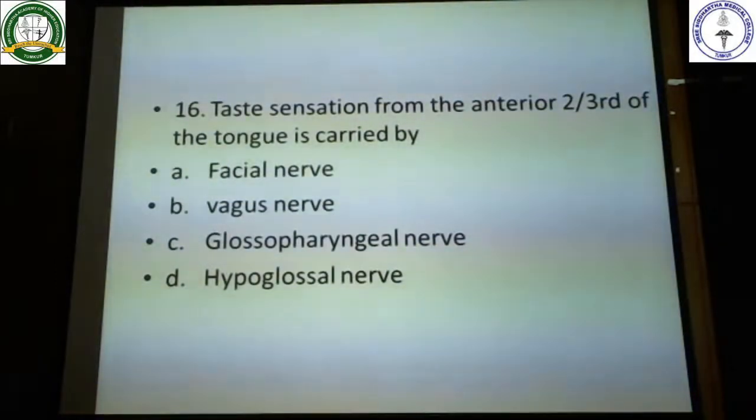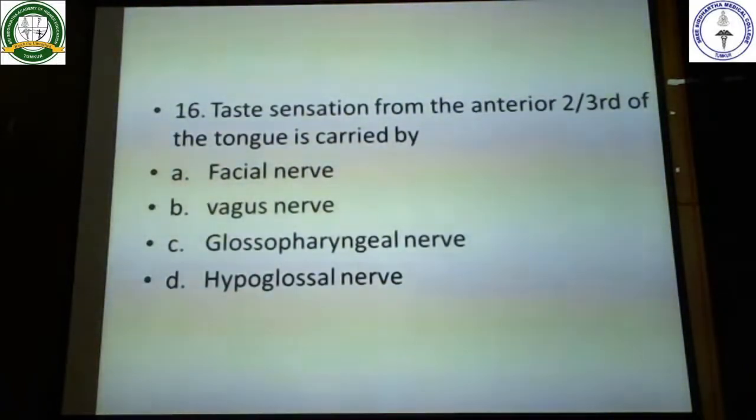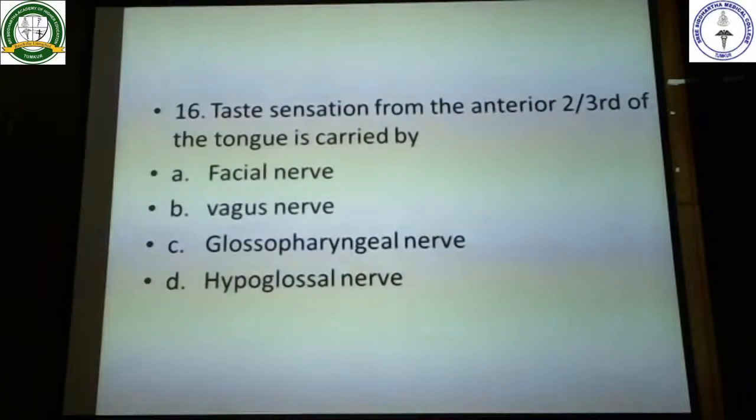Taste sensation. The taste sensation from the anterior two-thirds of the tongue is carried by which nerve? It is carried by the facial nerve.